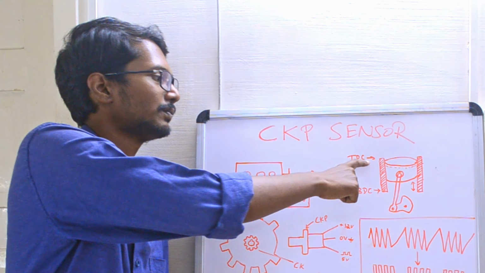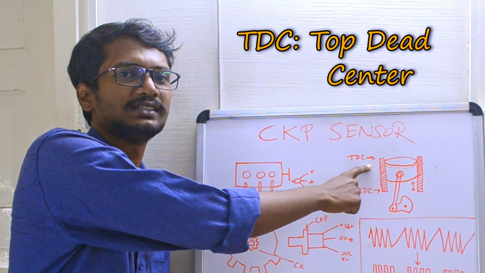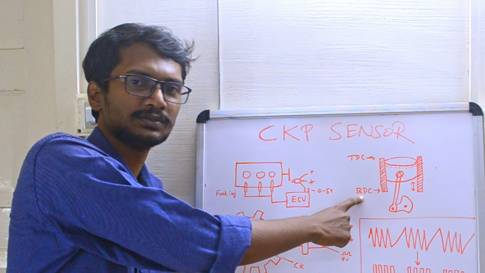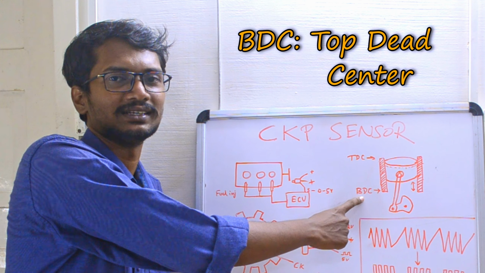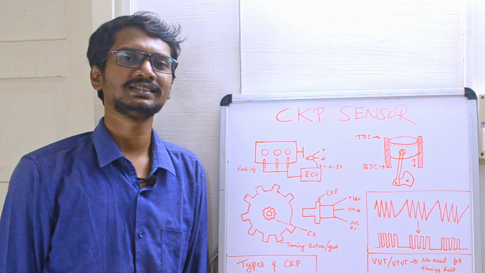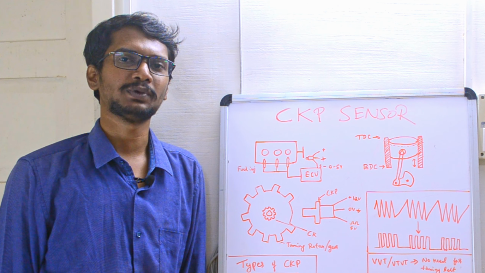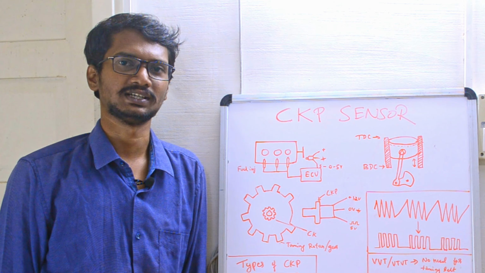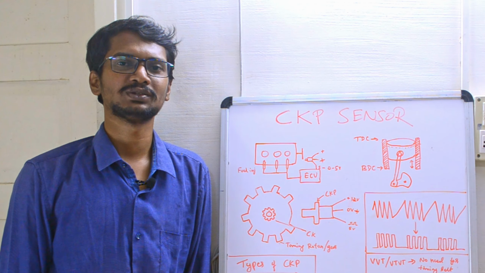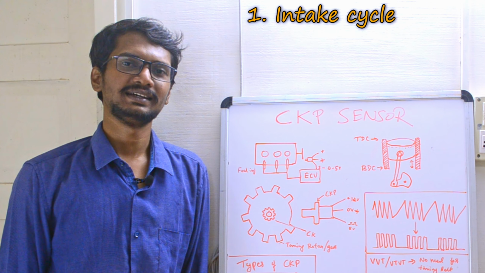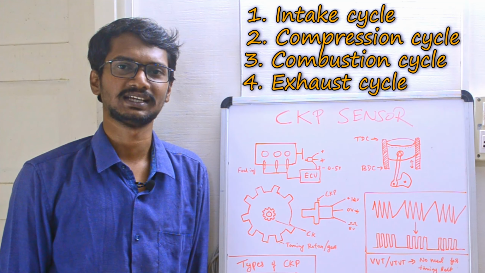Now the topmost part of the cylinder is called TDC, that is top dead center, and the bottommost part of the cylinder is called BDC, that is bottom dead center. First, let's understand what is the need of crankshaft position sensor, that is why is it important to know the crankshaft position. As we all know, in an IC engine, combustion happens over 4 cycles. They are intake cycle, compression cycle, combustion cycle and exhaust cycle.